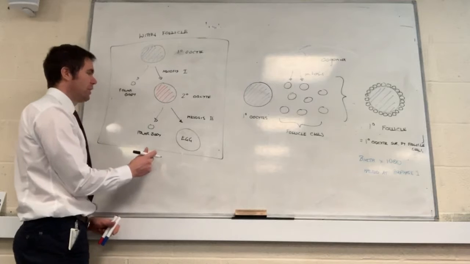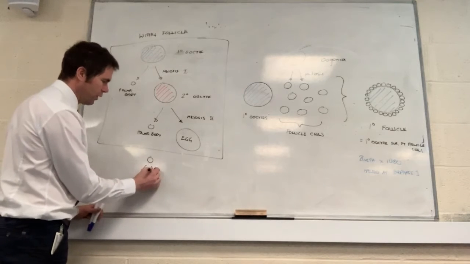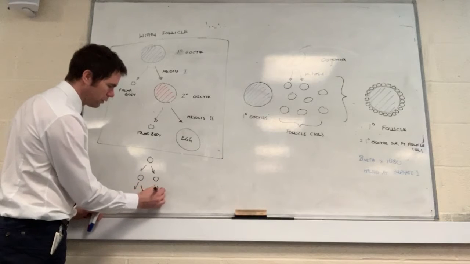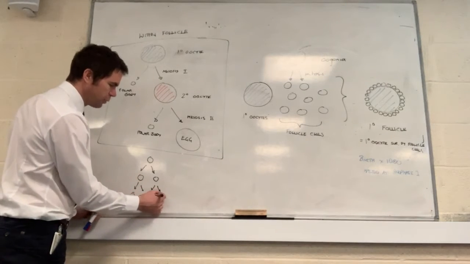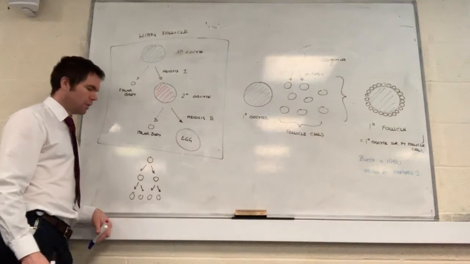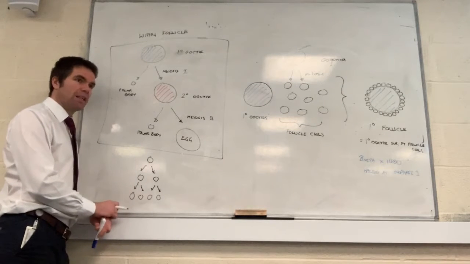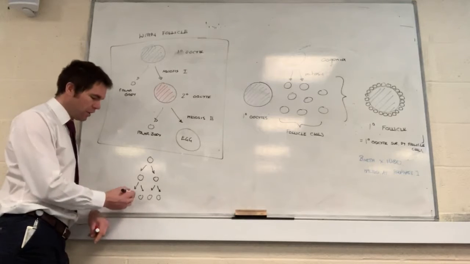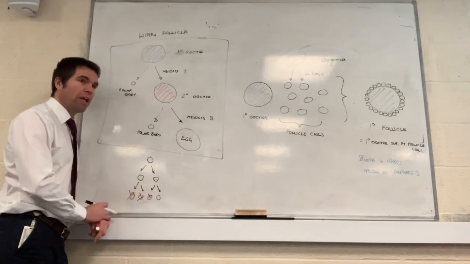Well, normally what happens is we have meiosis 1 and meiosis 2, and we end up with 4 daughter cells. But we don't want 4 daughter cells, because we don't want 4 eggs being produced at once, because we don't want 4 offspring being produced at once. So these are not necessary.